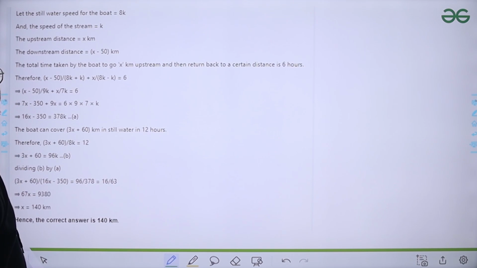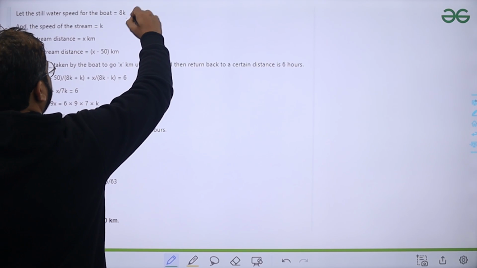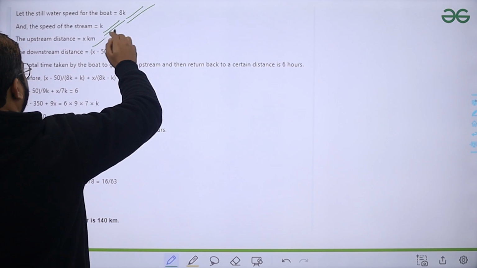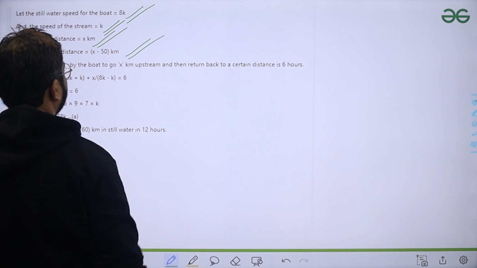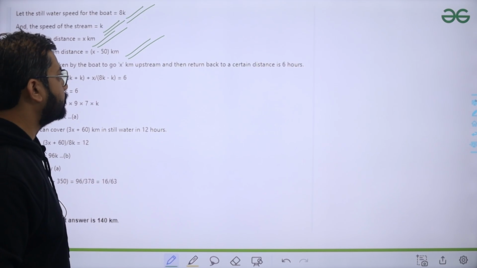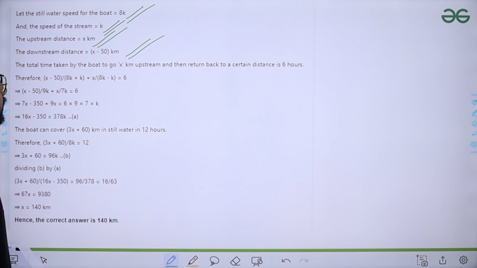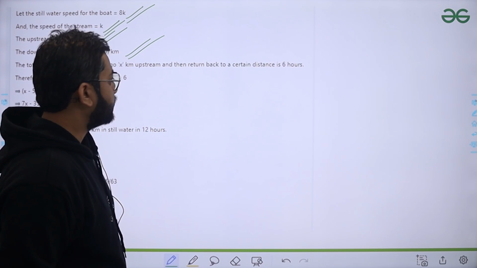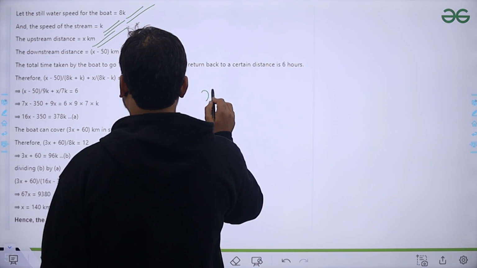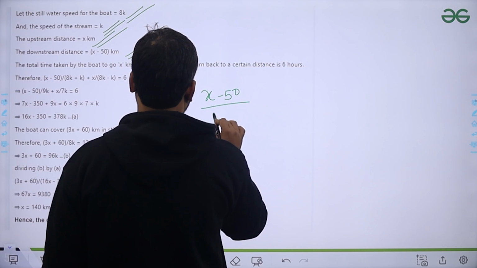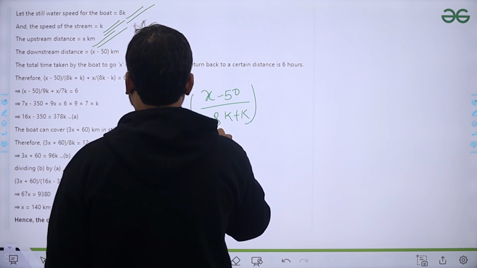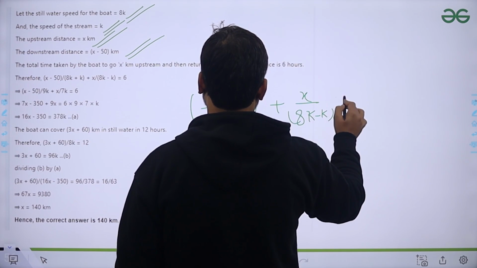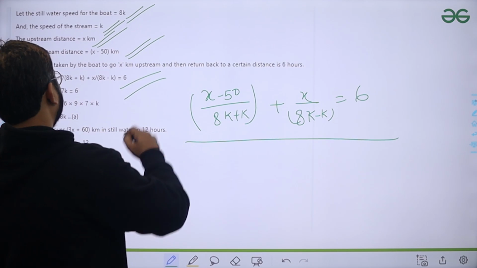ठीक है, स्टिल वाटर है. सो स्टिल वाटर के बोट के लिए अगर हम लोग 8k मान लेते हैं, सो स्पीड ऑफ द स्ट्रीम इज इक्वल टू k है. अप स्ट्रीम जो है x किलोमीटर हो गया, सो डाउन स्ट्रीम कितना हो जाएगा, x माइनस 50 होगा, बिकॉज अपोजिट डायरेक्शन में जा रही है तो माइनस हो जाएगा. Total time taken by the boat to go x kilometer upstream and return back the certain distance is equal to 6 hours. सो दिस इज इक्वल टू x माइनस 50 अपॉन 8k प्लस k प्लस x अपॉन 8k माइनस k, ये वैल्यू हो जाएगी 6k. ठीक है, ये वैल्यू हो गई हमारे 6k.